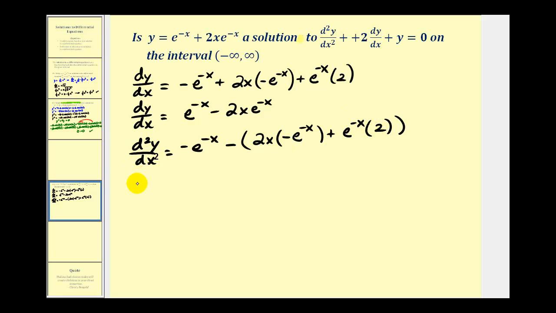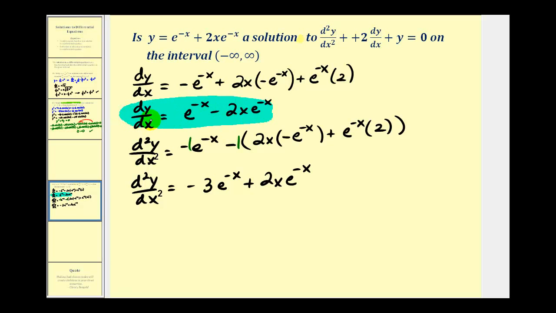Let's go ahead and clean this up. Notice here if we distributed negative 1 here, we're going to have negative 2 e to the negative x. Here's a negative 1 e to the negative x. So we have negative 3 e to the negative x. And then this product here is going to be a positive, so plus 2x e to the negative x. So now using the first derivative here, we'll perform substitution into our equation. And then we'll use our second derivative here, perform substitution here.